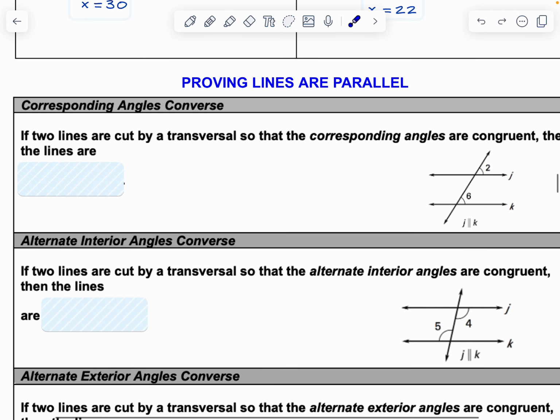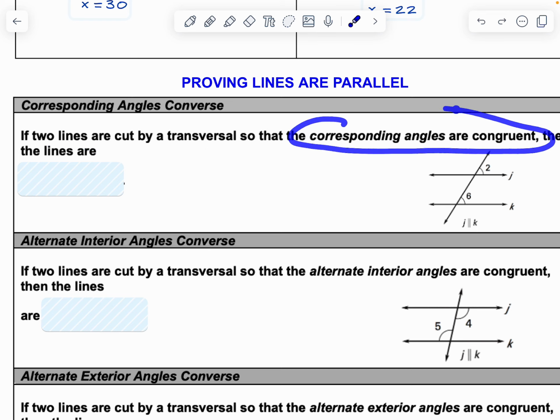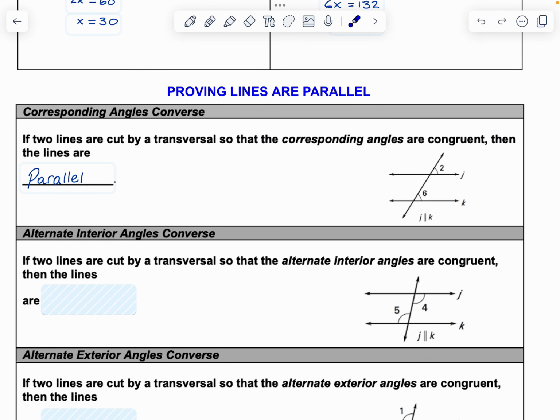So for example, if two lines are cut by a transversal, notice these aren't necessarily two parallel lines. We may not be given that. But if two lines are cut by a transversal so that the corresponding angles are congruent, that tells us that the lines are parallel. That tells us that these two lines have to be parallel to each other. If they weren't, then those two angles wouldn't be equal to each other, but they are.